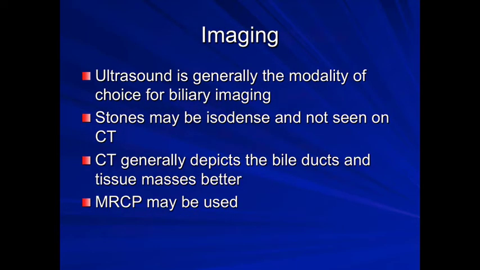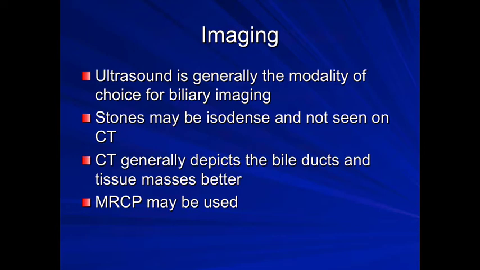So because of this, we often rely on imaging to try and distinguish between these different groups of disorders. And ultrasound is generally the modality of choice for biliary imaging. And this is for a number of reasons. One is the high accuracy. Secondly, if the patient's particularly unwell, we can move the ultrasound machine to the patient. Thirdly, there's no ionising radiation. And fourthly, it's relatively cheap compared to some of the other imaging modalities.